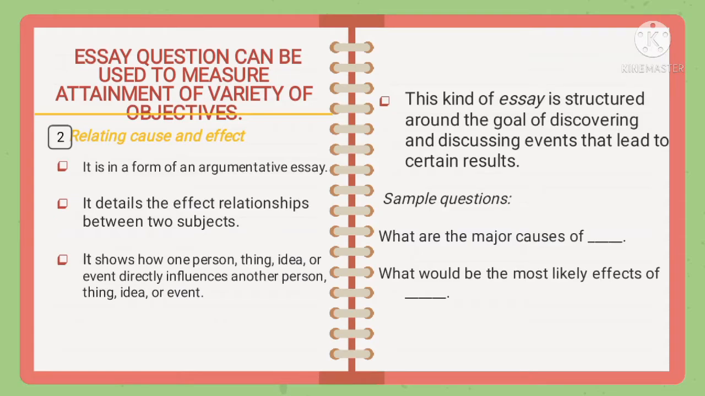Number two is relating cause and effect. It is a form of argumentative essay. It details the effect relationship between two subjects. It shows how one person's thinking, idea, or event directly influences another person's thinking, idea, or event. So this is a kind of essay structured around the goal of discovering and discussing events that lead to certain results. A sample question is: what are the major causes of blank, and what would be the most likely effects of blank?